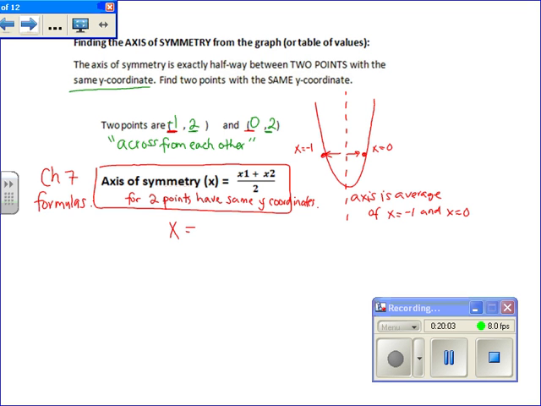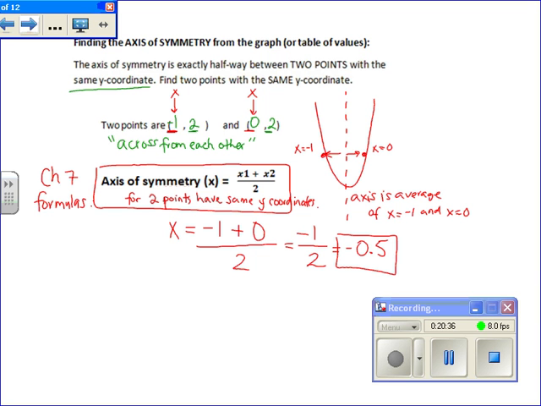So x is going to be equal to negative 1, plus 0, because those are the two x coordinates for those points. And I'm going to take an average, which means just divide it by 2, because it's halfway in between those two. Okay, so we get negative 1 plus 0. Well, on the top, that gives me negative 1. Divided by 2 is equal to negative 0.5, or negative a half. And you might have even been able just to look at that and do it in your head. You know, halfway between negative 1 and 0 is going to be at negative 0.5.